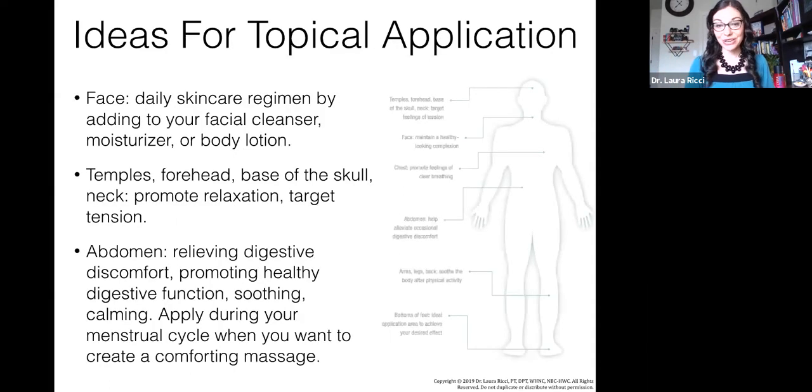All right, here's some really cool ideas for topical use and application with your essential oils. You can put them on your face, again, for a daily skincare regimen. You can add them to your facial cleanser, your moisturizer, your body lotion. You guys know that I love crunchy makeup, and I love to put essential oils in my primer in the morning, and I love Yarrow Pom or Copaiba or Immortelle or frankincense. All of these are beautiful oils that you can apply and use.